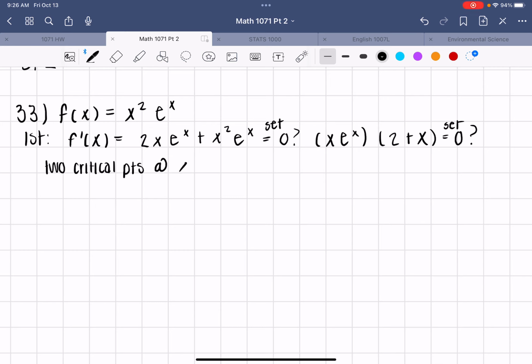Well, I need the y coordinate. So plug negative 2 into the original. Negative 2 squared is 4 e to the negative 2. Isn't that 4 over e squared? So e is about 2.7. E squared is like 5. So that's something a little less than 1. And over here, we've already said when x is 0, 0 squared is 0. So here's what I've got so far.